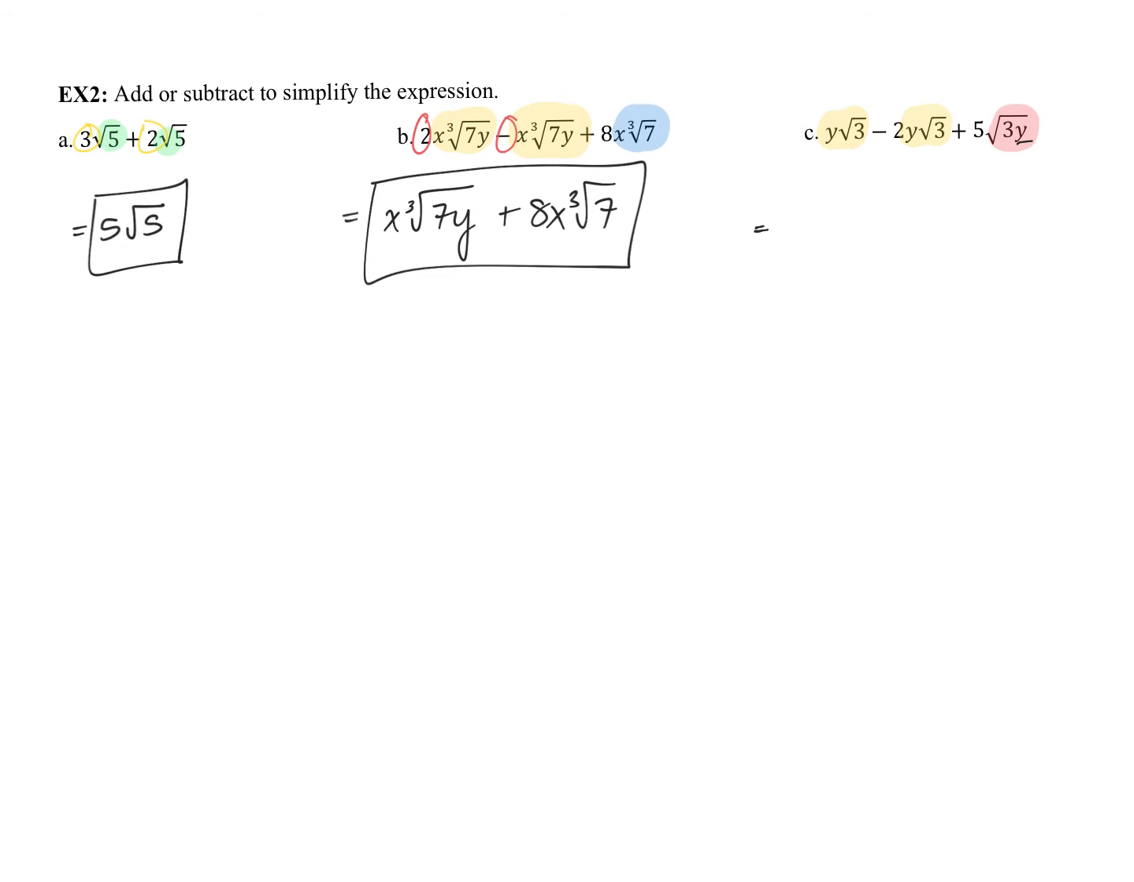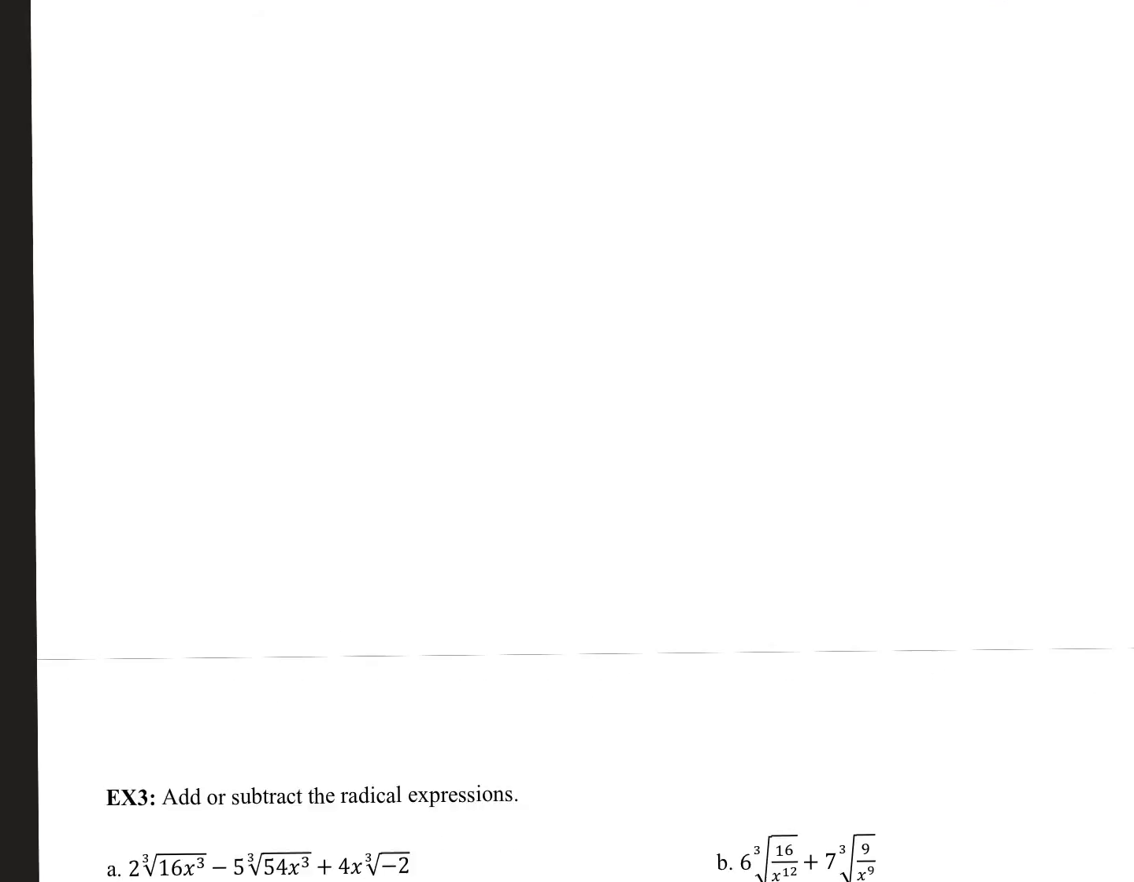So the first two are like terms. So we have 1y minus 2. So that would be negative y cube root of 3. And then this guy did not have any like terms. Alrighty, not too bad. Just got to be careful, make sure you're checking things right.